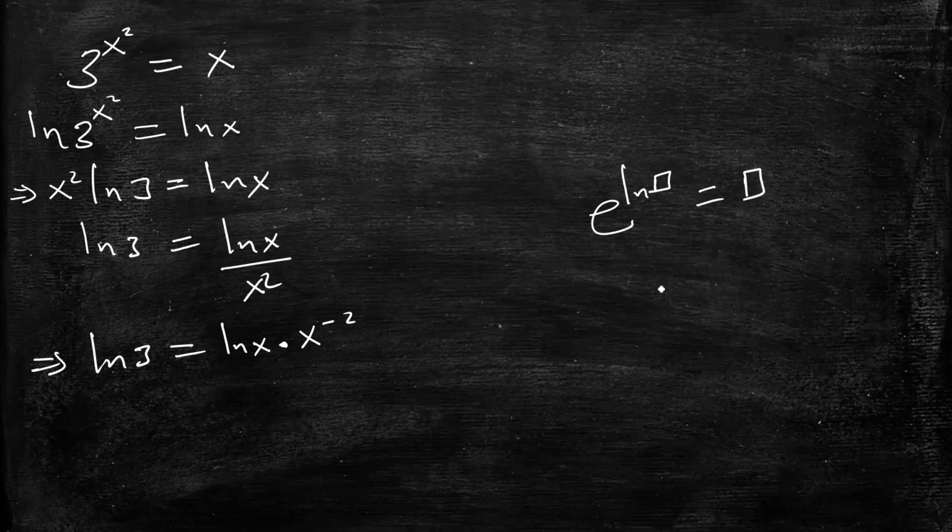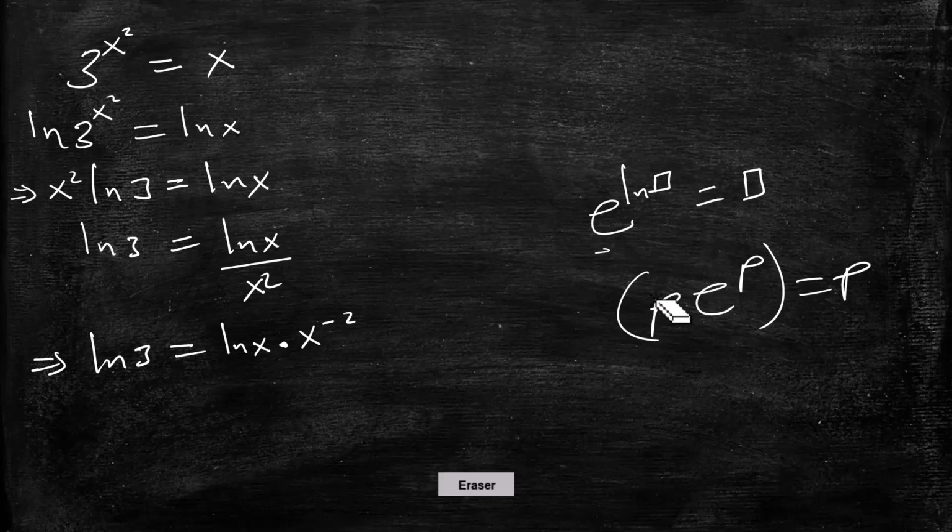Now with the Lambert W function, we need to introduce the e, because if you are given, let's say, p times e raised to p, and you are asked to find the Lambert W function of this, the answer will be p. So we need to introduce the e here.